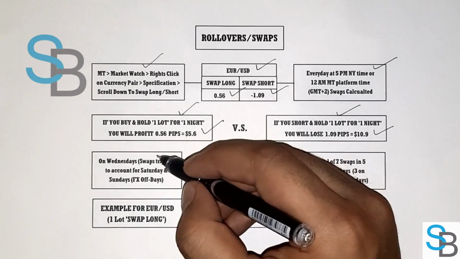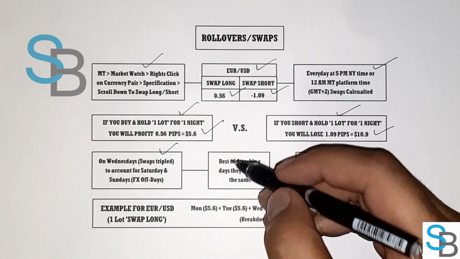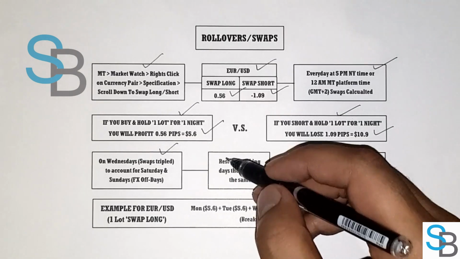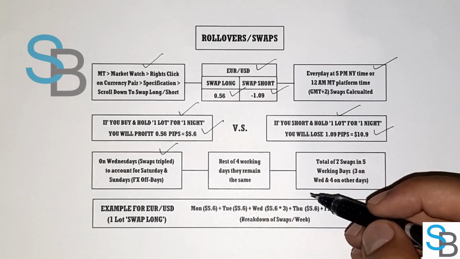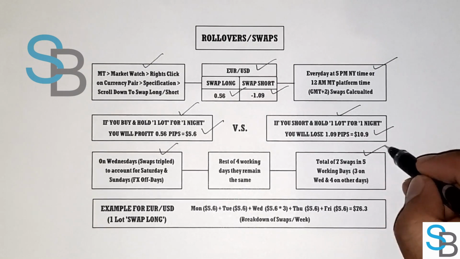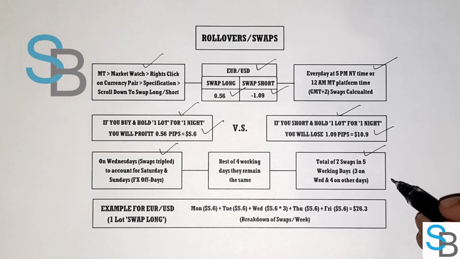On Wednesdays, swaps are tripled to account for the weekends because the Forex market is closed on Saturdays and Sundays. The rest of the 4 working days, they remain the same. So there are a total of 7 swaps in 5 working days, 3 on Wednesday and 4 on the other days. Let's do another example.